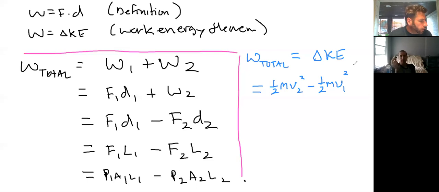So again, what is the work energy theorem? It's change in kinetic energy. That means you take your final kinetic energy and subtract the initial. So that's why I have V sub 2 minus V sub 1 there.